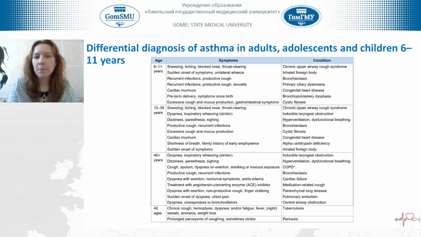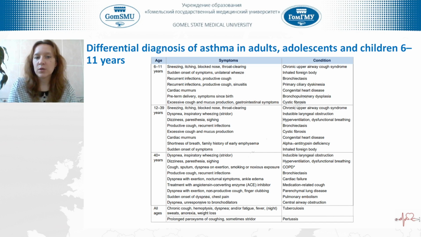These are dyspnea, wheezing, which can be stridor, dizziness, cough with sputum production, dyspnea with exertion. And you see treatment with ACE inhibitors, dyspnea with exertion and productive cough, sudden onset of dyspnea, in response to bronchodilators. These are symptoms for such age and conditions that can include this. And if a patient has dyspnea, it can be central airway obstruction, for example.